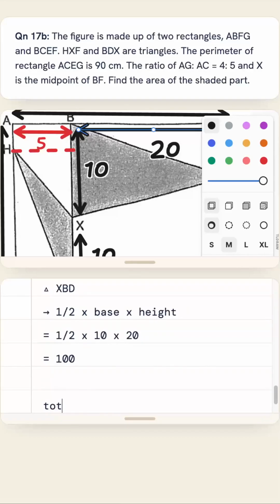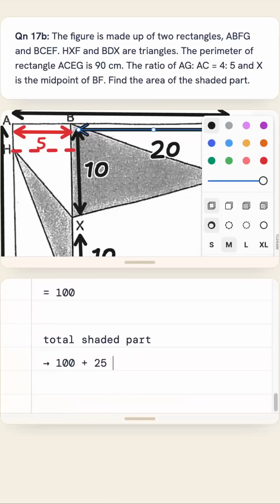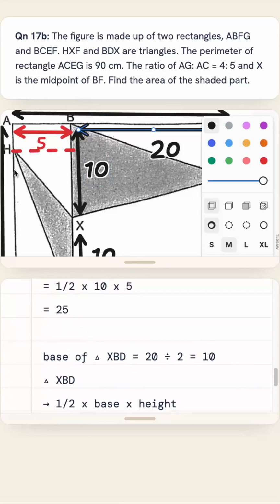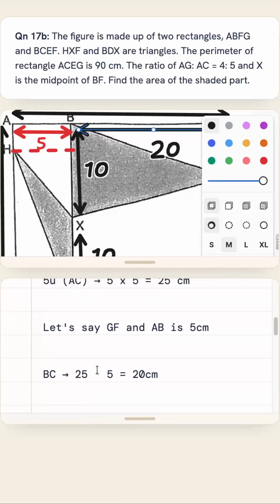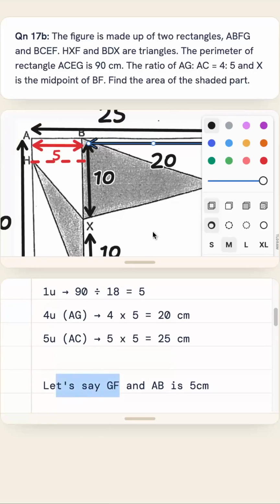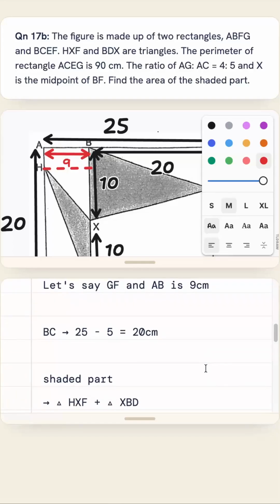So that means the total shaded part is equal to 100 plus 25, and this will give us 125. So you might be thinking, oh, is this the only way? Not really, because if I were to change, for example, let's say GF and AB is 9. So let's just put here 9. Okay, then we will just redo everything. So BC is 25 minus 9, and this will give us 16.